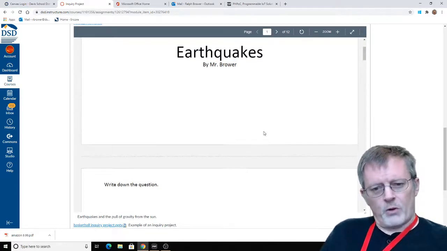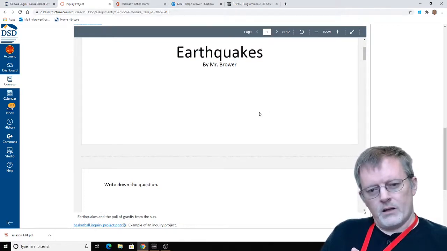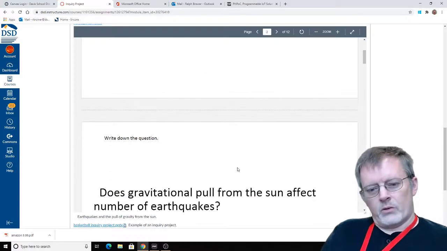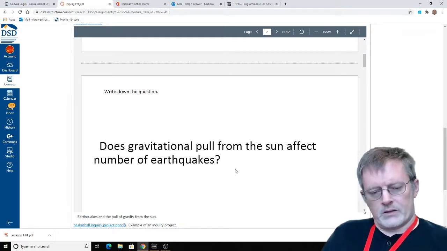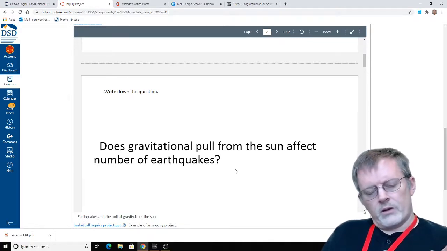This is where you'll spend most of your time, trying to come up with a topic first, and then narrowing it down to a question. So my question is, does gravitational pull from the sun affect the number of earthquakes? The Earth doesn't go around the sun in a nice perfect circle. It's an ellipse.